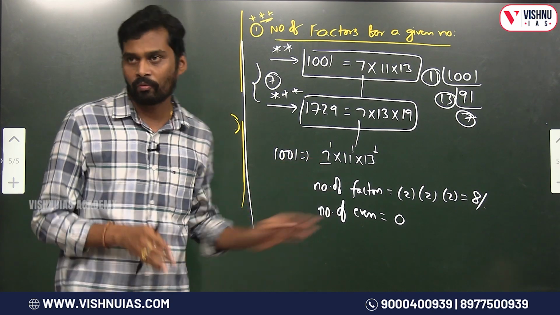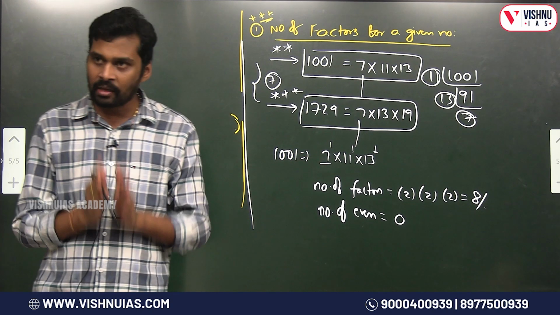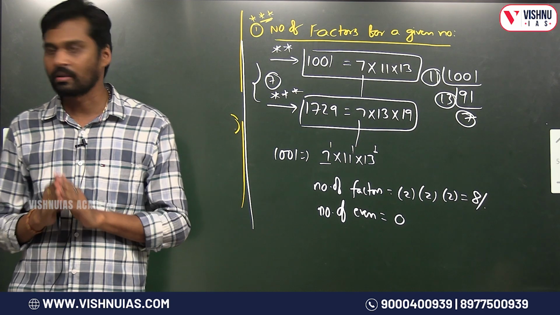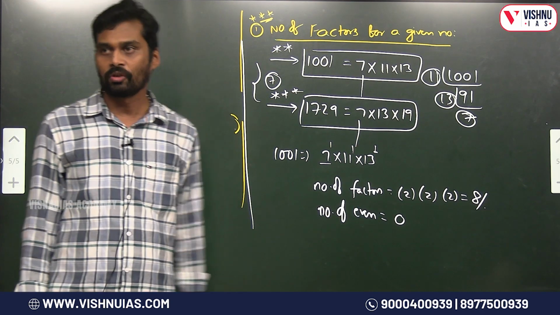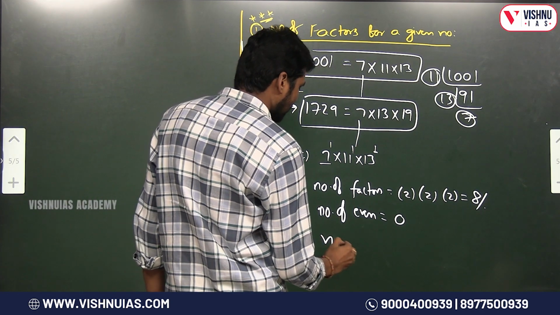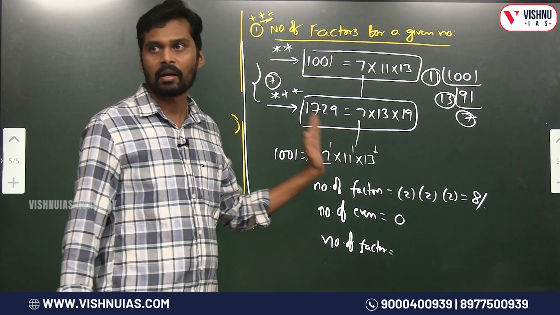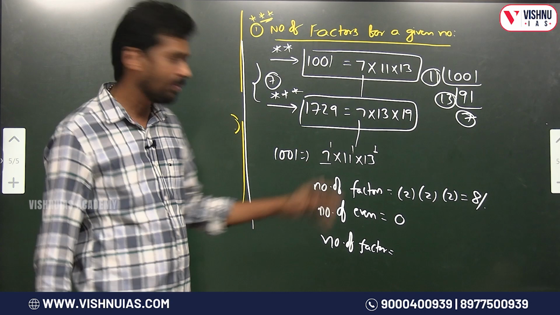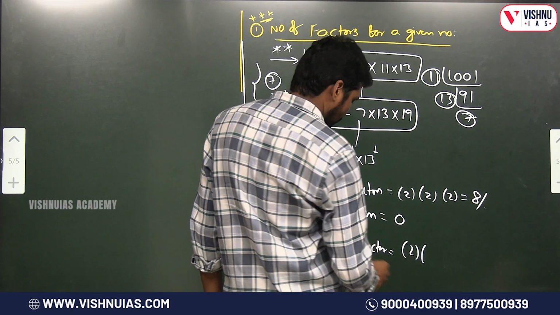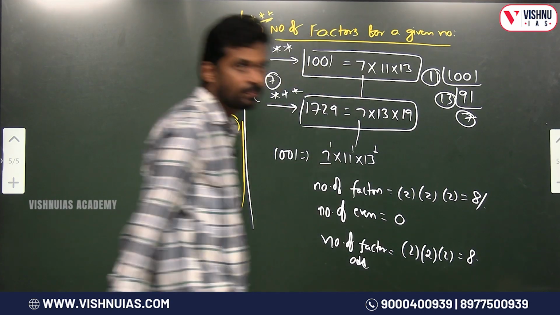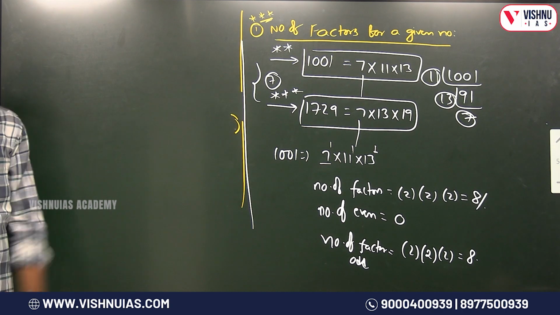Okay. In this product, we don't see any 2, right? Which means that there are no even numbers. So the number of even factors is 0. Next, you take the number of odd factors. Same, except the 2 powers. So you take the powers, add plus 1 to each power of the remaining numbers, which means the same number of odd factors, 8. For that also you will get the same answer.